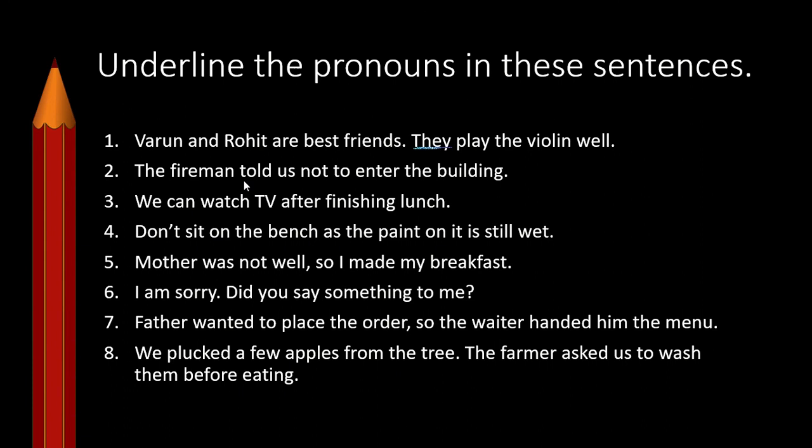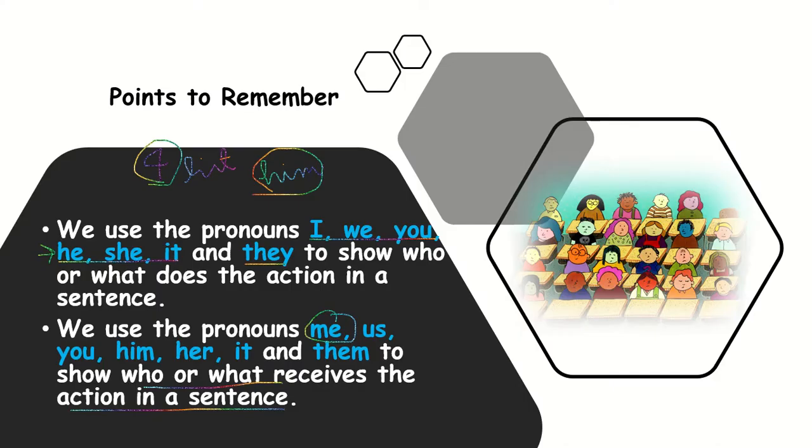The fireman told us not to enter the building. Fireman ne kuch group of people ko bola hai. Okay. अब वो ग्रुप ऑफ पीपल का नाम नहीं लिखा है, but we are having the pronoun us. We can't watch TV after finishing lunch. So what is the pronoun over here? We. Okay, we are having so many pronouns. I, we, you, he, she, it, they, me, us, you, him, her, it, them, they are all pronouns.